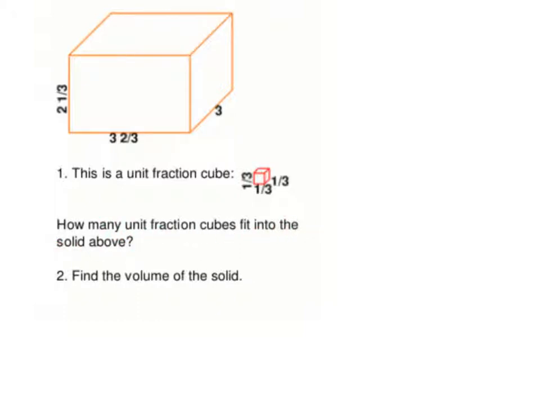Okay, so what we've got to do is we have to think about how many thirds are going to fit along the width and the length and the height of our cuboid. So let's look at the width first of all, which is 3. So how many thirds are going to fit into 3 units? Well, that's an easy one, because if 1 is 3/3, then 3 wholes is going to be 9/3. Okay, excellent.